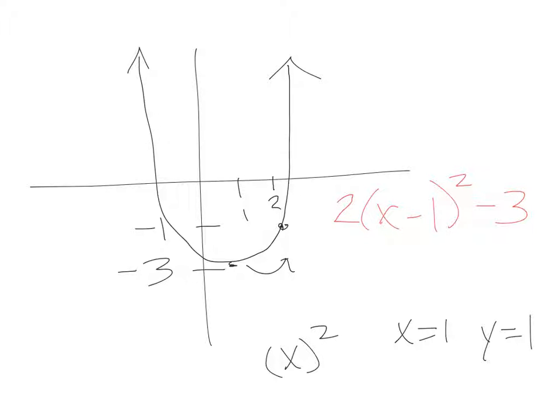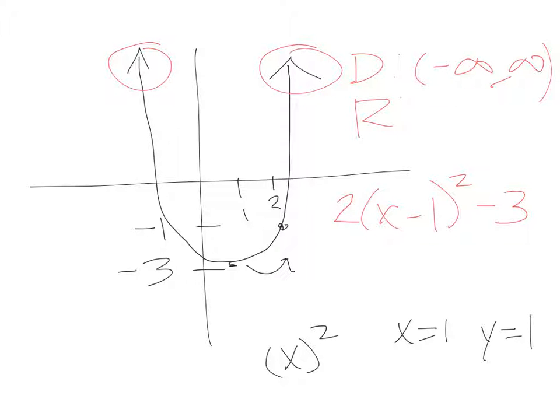In terms of the domain, it is our x's. Because it opens up, both up and into the left and right forever, our domain is -infinity to infinity. Our range is, it starts at -3 and then goes up to infinity.